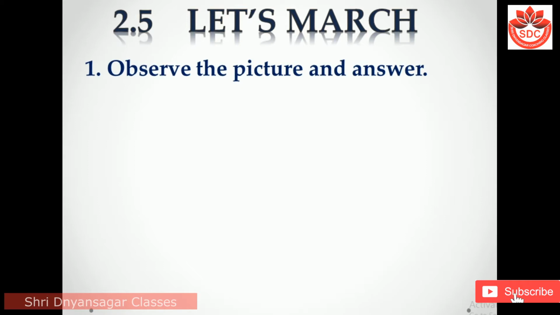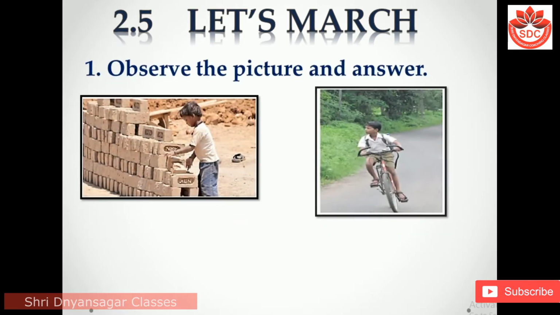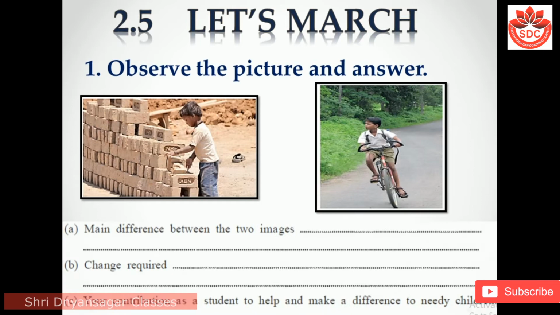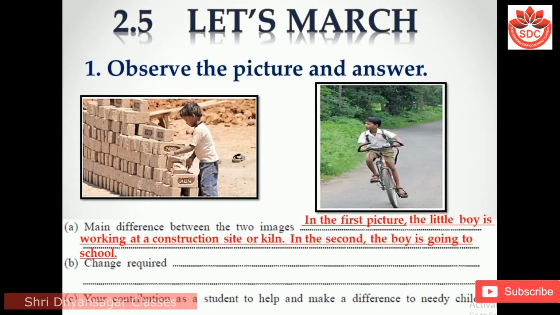Observe the picture and answer. Here are two pictures. A. Observe the picture and answer. Mention the difference between two images. In the first, the little boy is working at a construction site, and in the second, the boy is going to school. B. Change required. The boy in the first picture should not work but go to school.